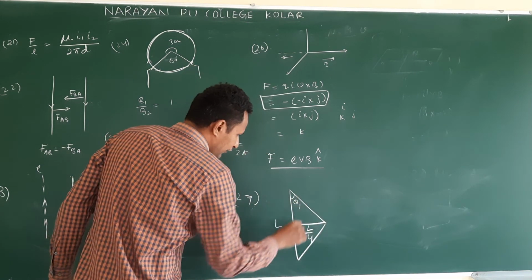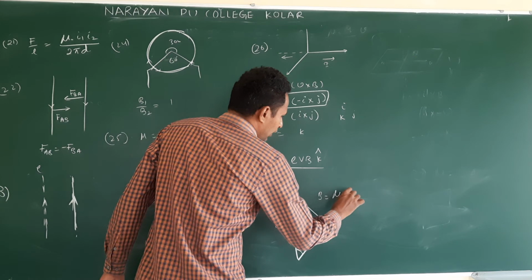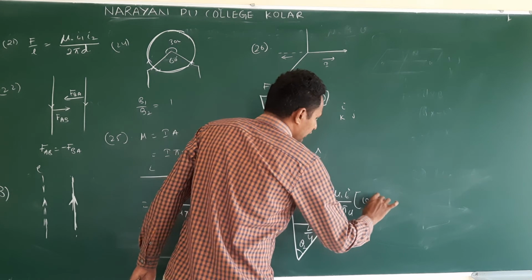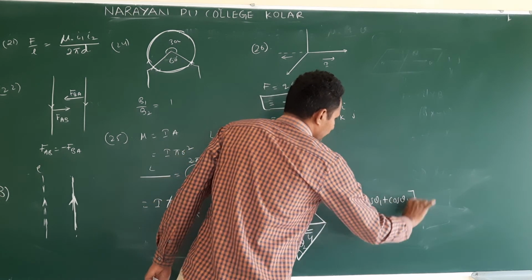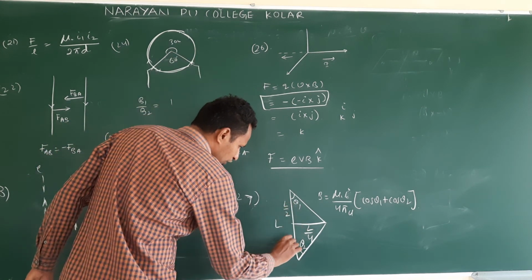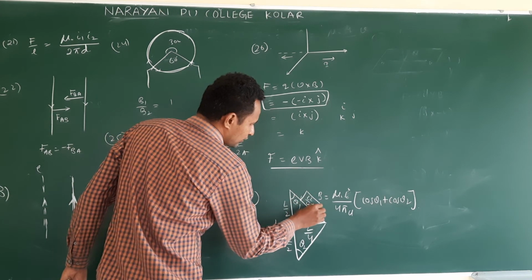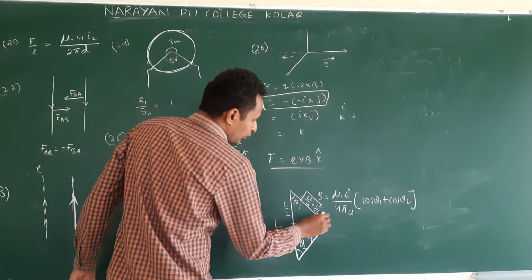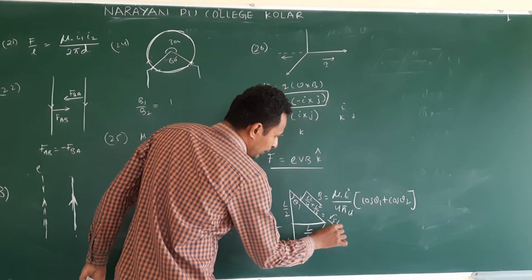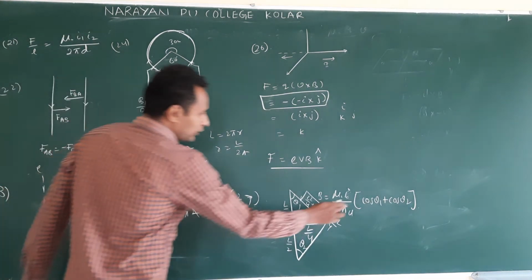Okay, take this as theta 1, this as theta 2. What is the formula? B is equal to mu naught I by 4 pi d into cos theta 1 plus cos theta 2. This center will become L by 2, this will become L by 2. Find the hypotenuse: under root of L square by 4 plus L square by 16. Probably you will get root 5 L by 4 as the hypotenuse length. Then find out cos theta 1.